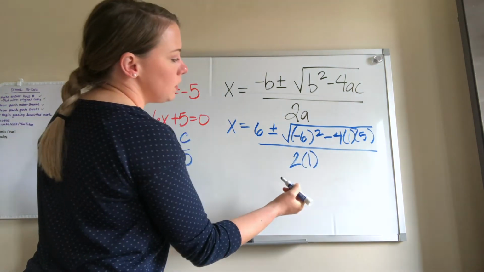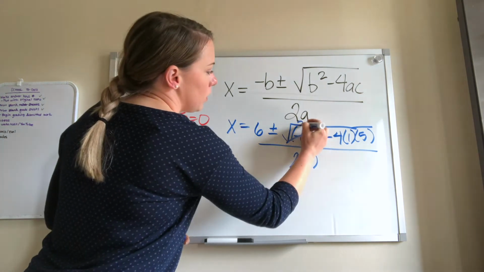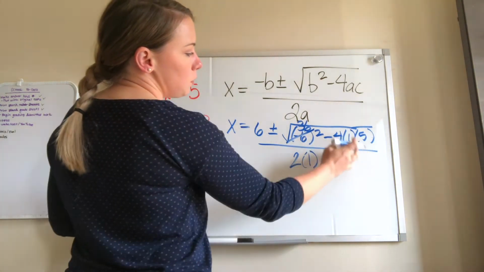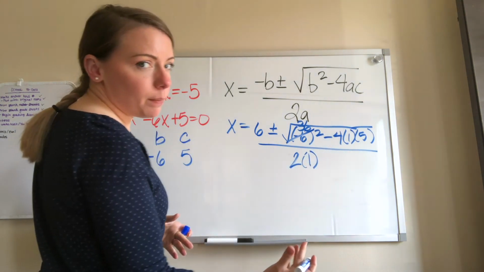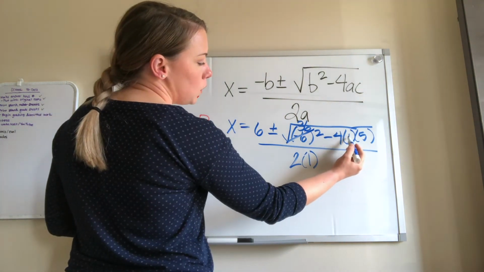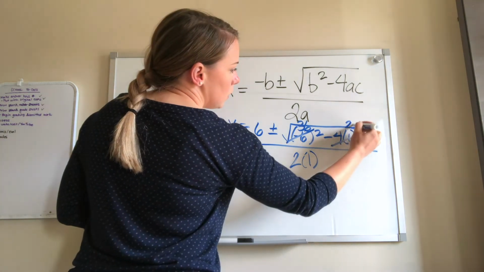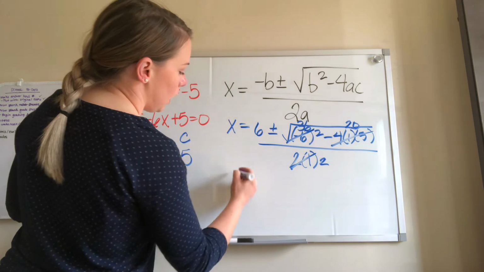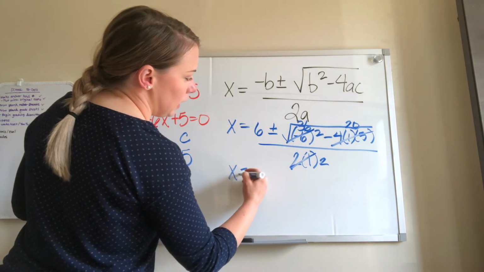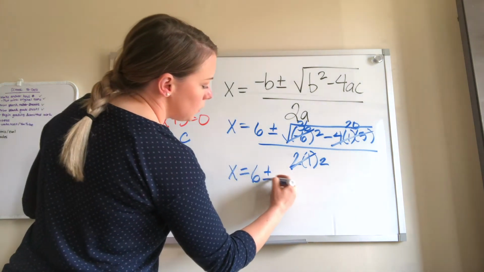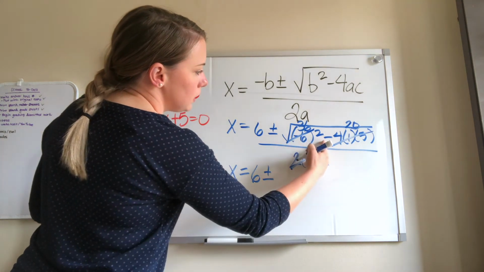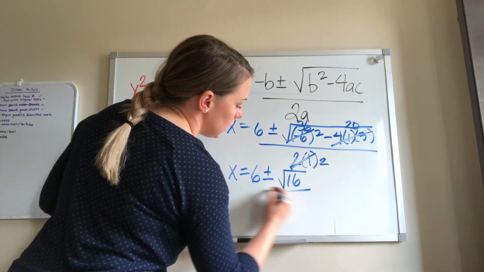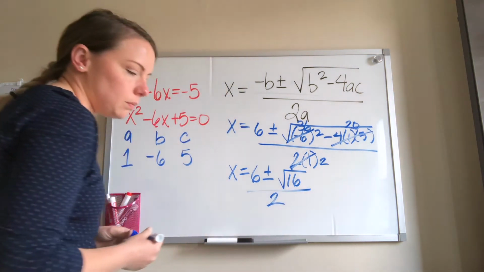I have negative 6 squared, which is 36. And then I can do this multiplication first because of order of operations. So I have 4 times 1 times 5, which is 20. And then this, of course, is 2. So I would end up getting x is equal to 6 plus or minus 36 minus 20, which is the square root of 16 all over 2.